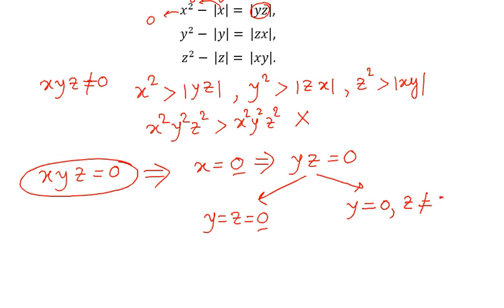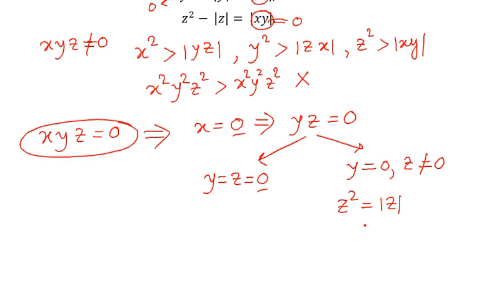If this is the case, then we can see that if y is 0, then in the second equation, y 0 will lead us to zx, the product, equal to 0. That is obviously true. And in the third equation, this quantity will also vanish because xy will be 0. So the third equation will come out to be z square equal to mod z. If we solve this equation, it will give us only two possible solutions, that is plus or minus 1.